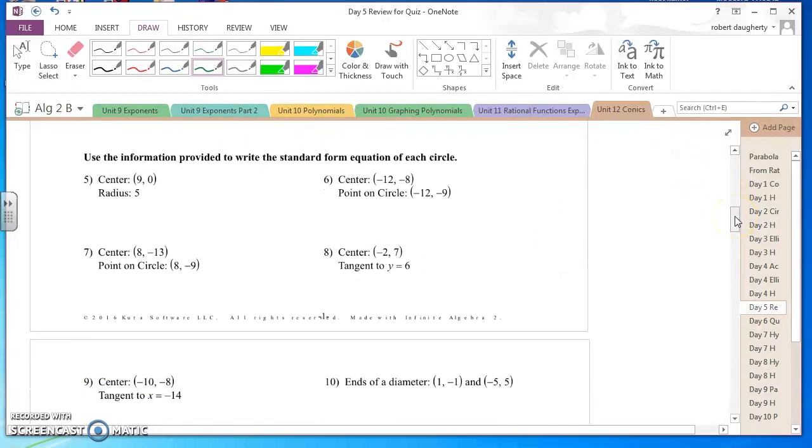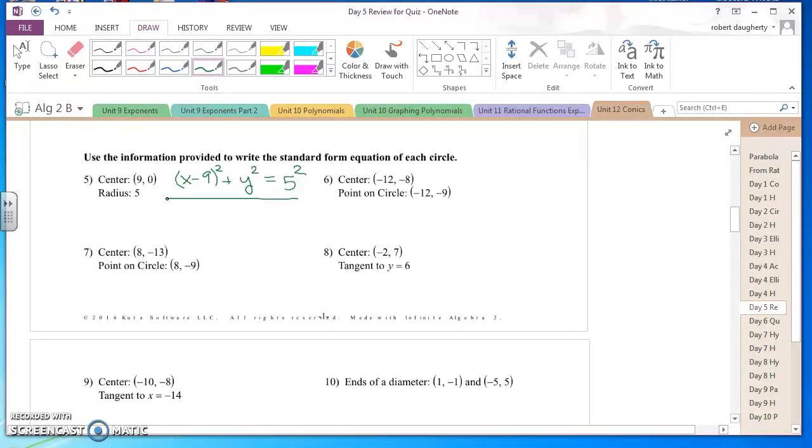The next set of problems is, I don't give you any graph, but I'm just giving you information and asking you for the equation. In order to write the equation of a circle, you need to know the center and the radius. So the formula is going to be x minus h squared plus y minus k squared equal the radius squared. That's this, okay? So that's the equation of circle number 5.